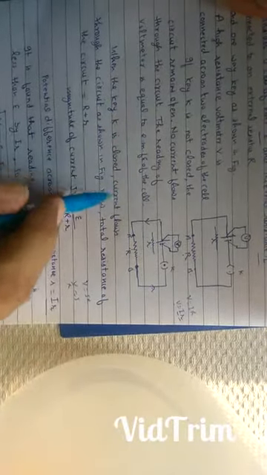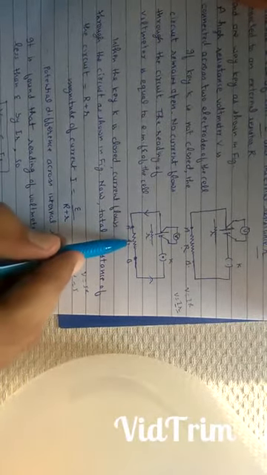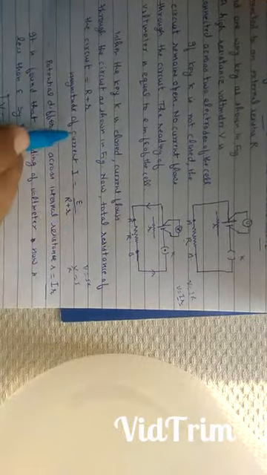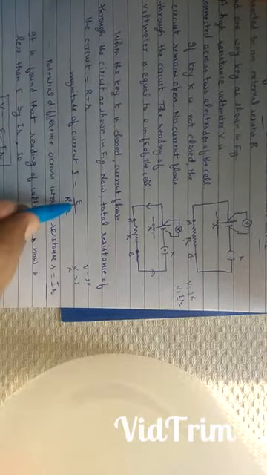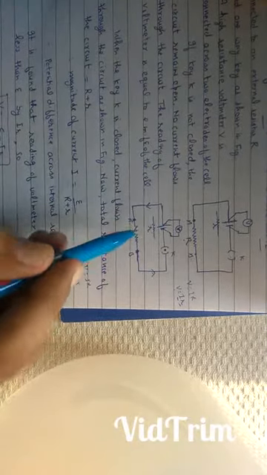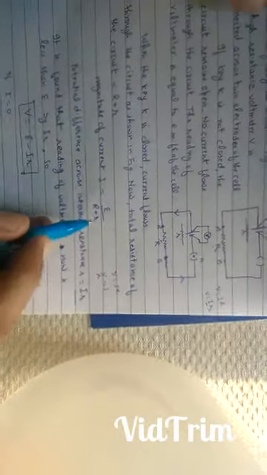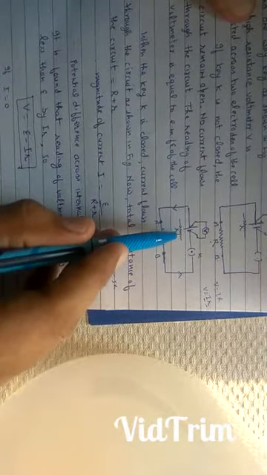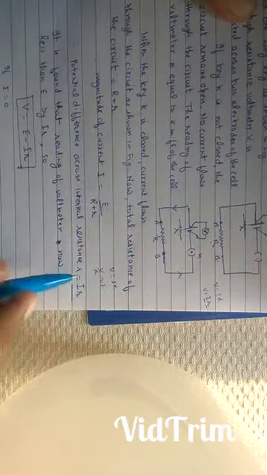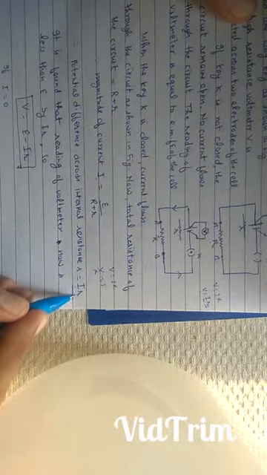When key K is closed, current flows through the circuit. Now the total resistance of the circuit is R plus r. Now the magnitude of current will be E upon R plus r. E is the potential difference across the electrodes of the cell, and total resistance is R plus r. Therefore, the potential drop across internal resistance will be I into r. I is the current, r is the internal resistance.